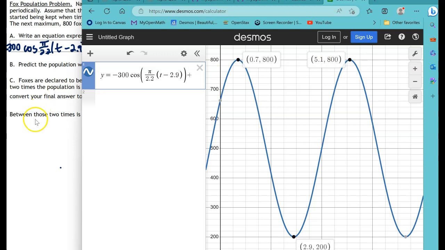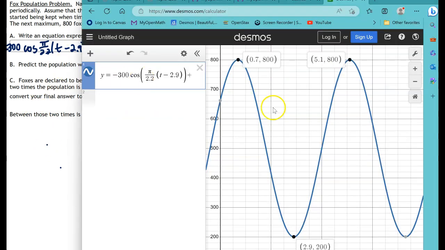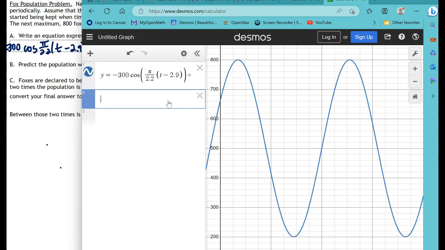The next question asks us to predict the population when t is 7. So you could try to just drag along here. Oh, I'm on the wrong side already. Okay. And see, sometimes you can hit it spot on. It can be a little tedious though to get there. Up there, I did get it. But sometimes it won't even hit spot on. And rather than trying to mess with that, you can just go in here and say x equals 7.